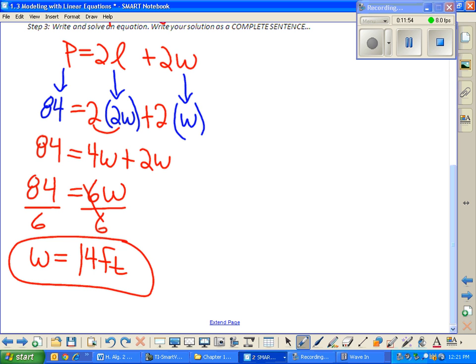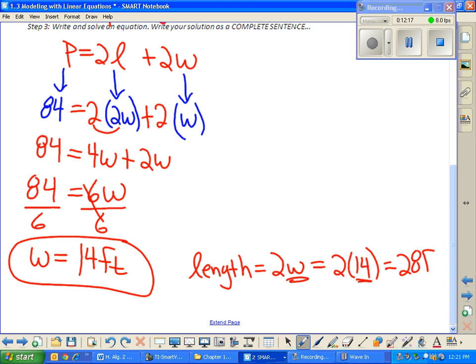But we're not done yet because it says, what are the dimensions of the kitchen? So we also have to find the length. We know that the length was actually just 2 of these W's. So I could take my value for W and sub it in. If my width was 14 feet, I can replace W with 14. And so you get 28 feet for your length.